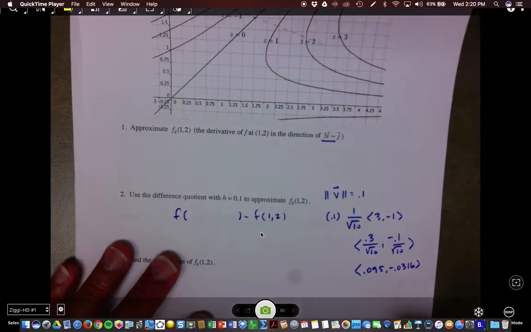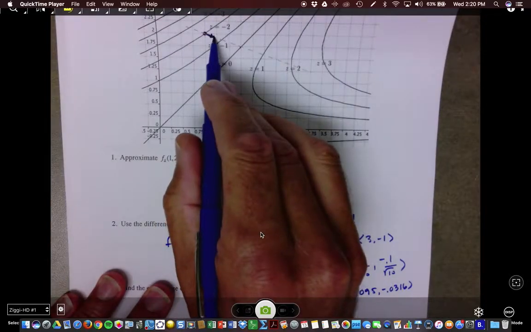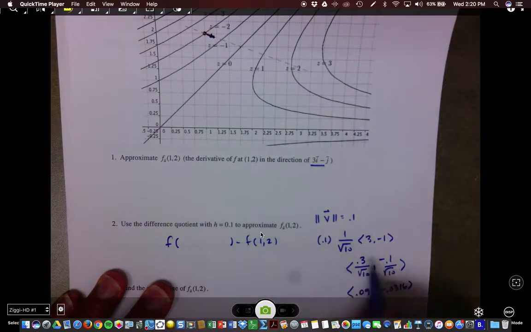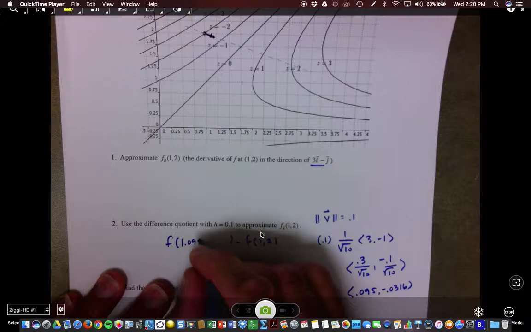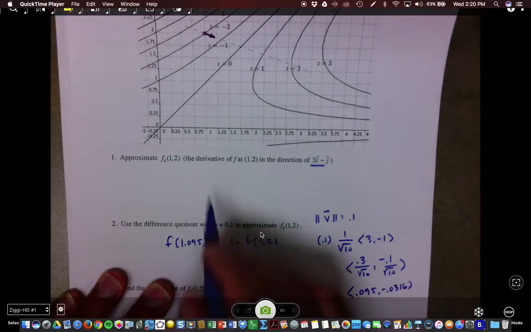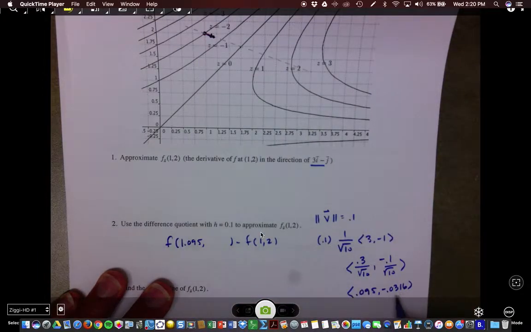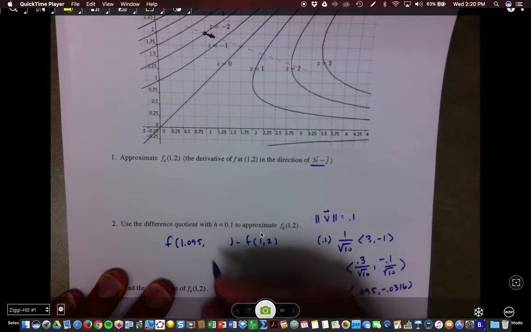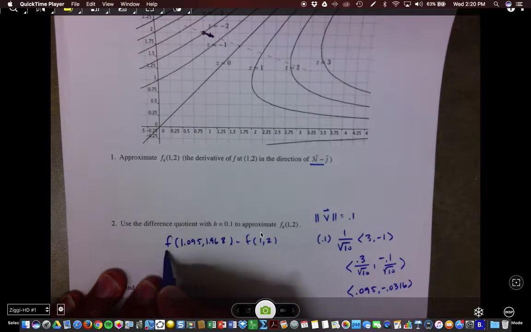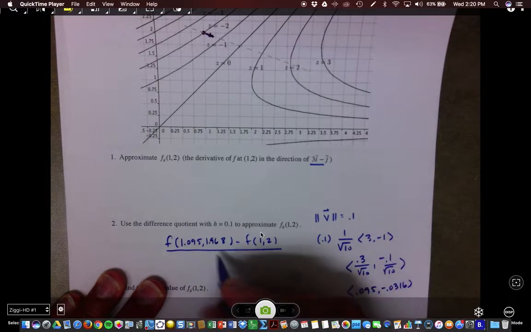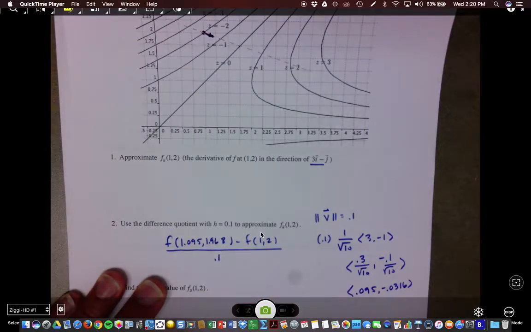So we're going to get a better approximation for this instantaneous rate of change by using this one. We're going to take the value of the function at this endpoint, where the x-coordinate is 1 plus 0.095, so it's 1.095. And then the y-coordinate is going to be 2 minus 0.0316, and that number is going to give me 1.968. And then we're going to divide that by h, and h is 0.1.